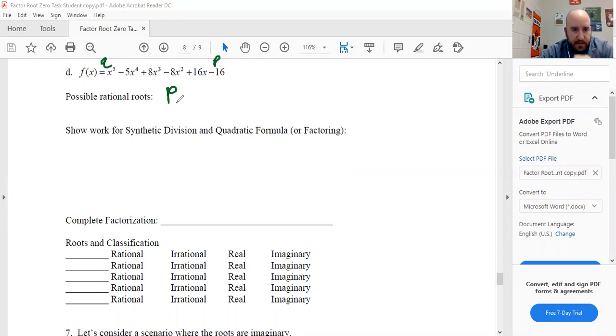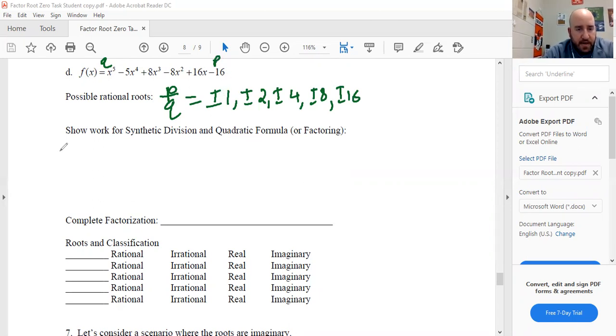Excuse me, again, since this is 1, I can just go straight P over Q. Factors of 16. 1, 2, 4, 8, and 16. So in the interest of time, I would try 1, negative 1, 2, negative 2, 4, negative 4, 8, negative 8, 16, negative 16. Try it with positive 1, doesn't work. Try it with negative 1, it doesn't work. But it's going to work with 2, and it's actually going to work with 2 3 times.